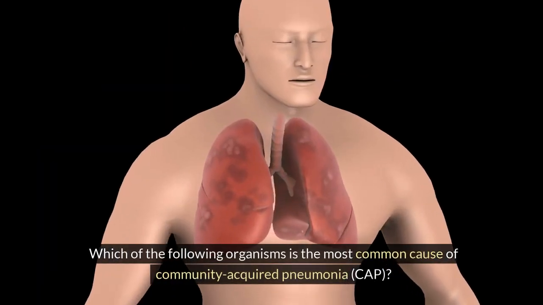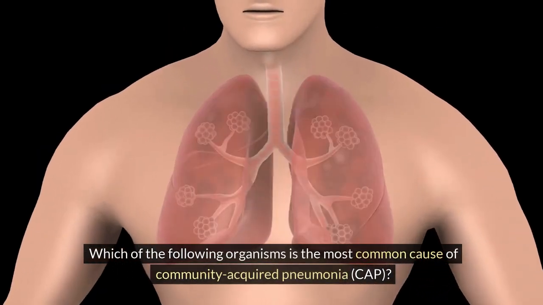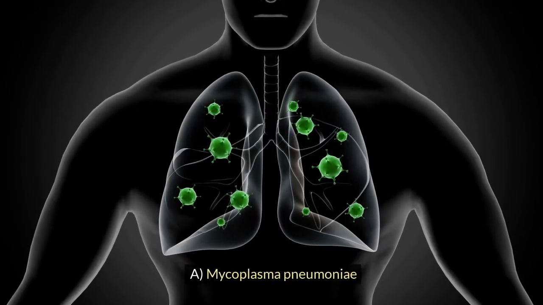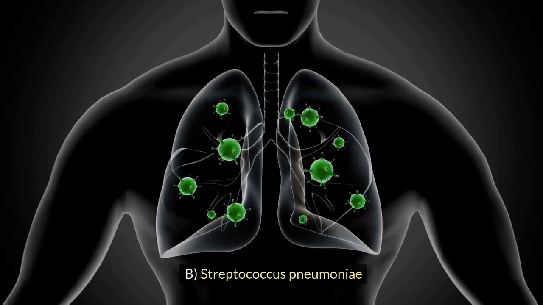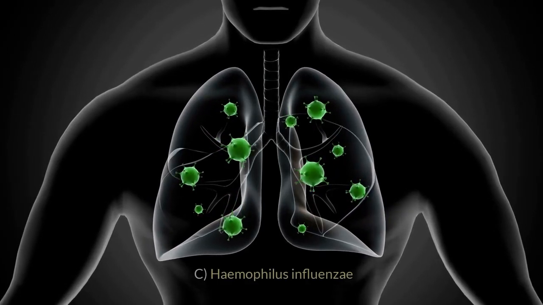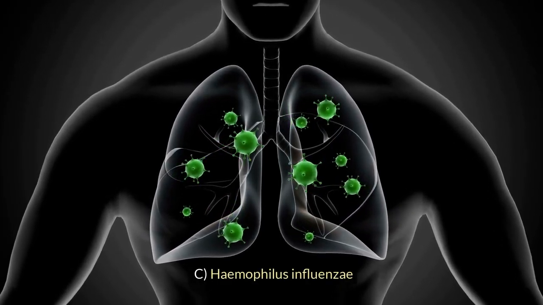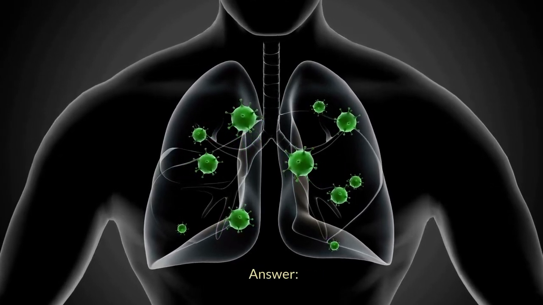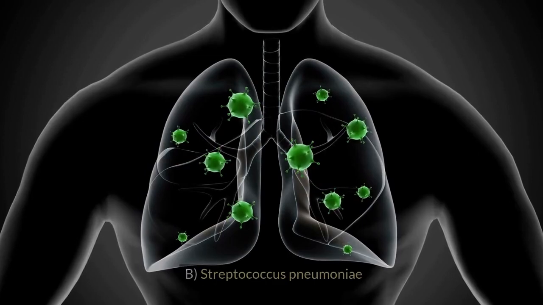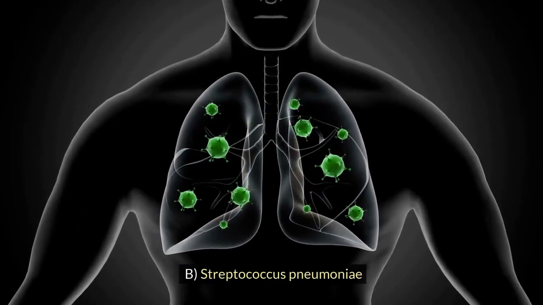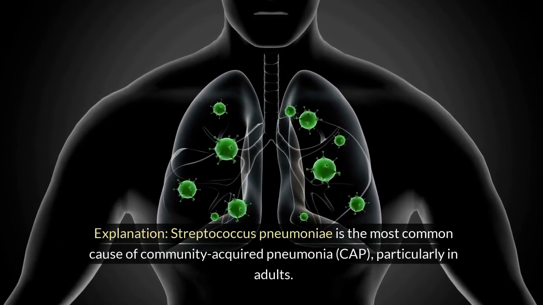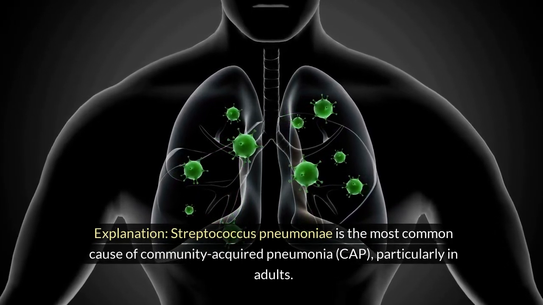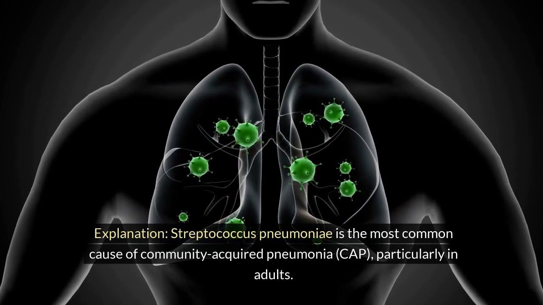Which of the following organisms is the most common cause of community-acquired pneumonia, CAP? A. Mycoplasma pneumoniae. B. Streptococcus pneumoniae. C. Haemophilus influenzae. D. Legionella pneumophila. Answer: B. Streptococcus pneumoniae. Explanation. Streptococcus pneumoniae is the most common cause of community-acquired pneumonia, CAP, particularly in adults.